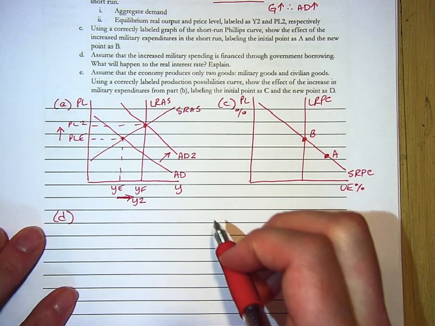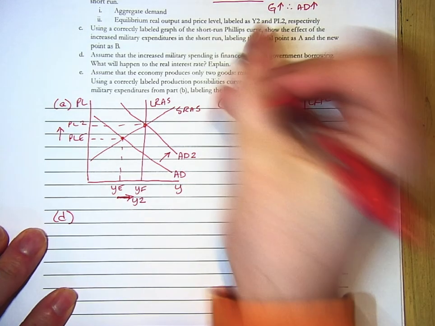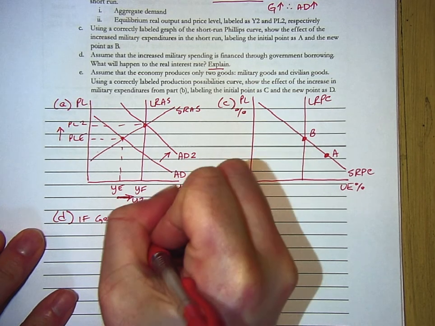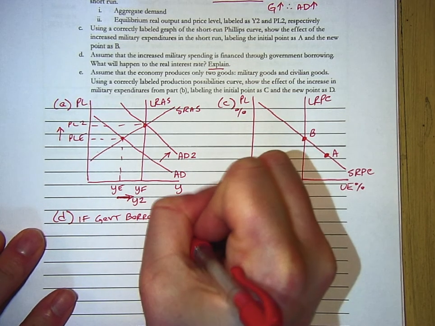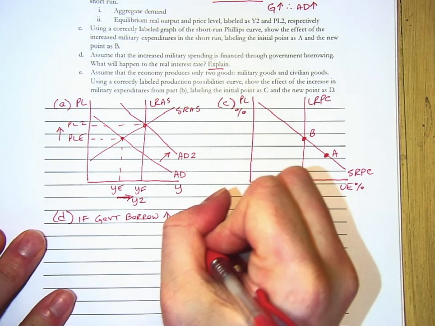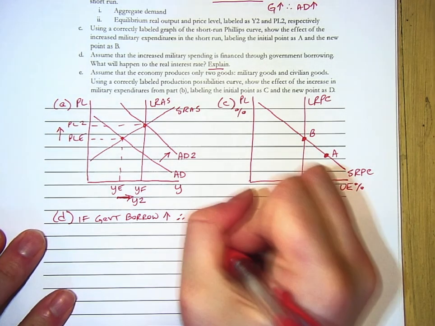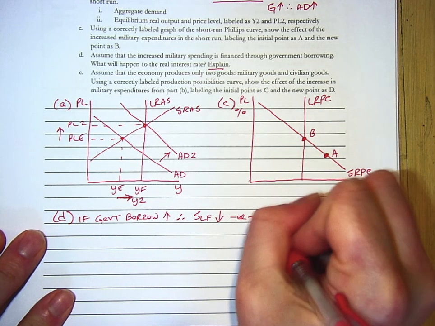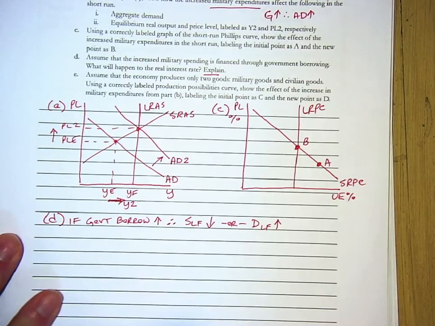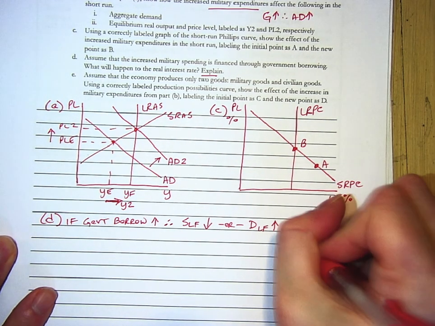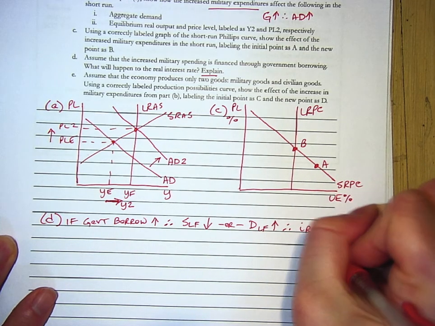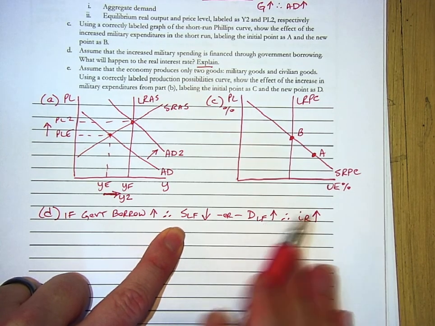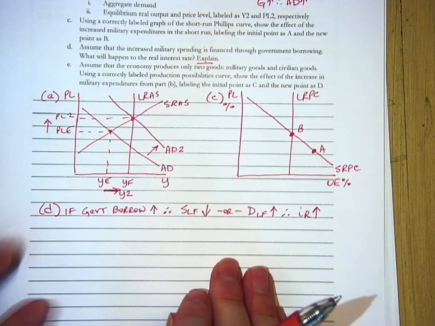So if there's increased borrowing, and it actually says explain here, so if government borrows more, we would say therefore, and you could choose here, either the supply of loanable funds decreases, or the demand for loanable funds increases. And then what's going to happen to the real interest rate? Well, the interest rate will go up in either of these cases, right? If the supply of something goes down or the demand for it goes up, the price of it will go up, and so the real interest rate rises.